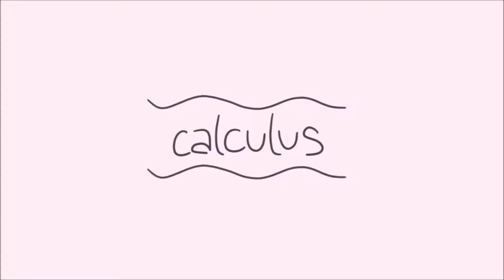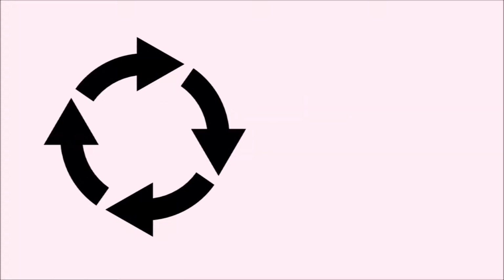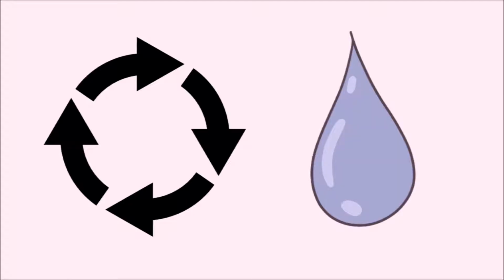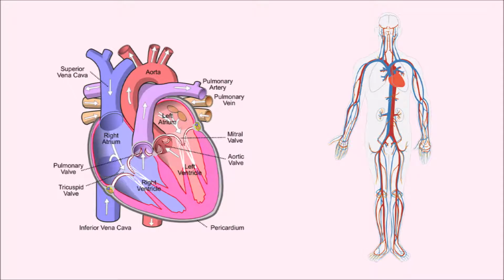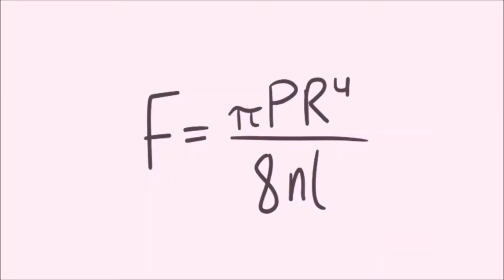Calculus is a branch of math concerned with continuous change, and it can be used to make sense of processes such as the motion of fluids. In the medical field, calculus is applied to the study of the heart and cardiovascular system. In our example, we will be using Poiseuille's law to calculate the flow in an artery. The equation is F equals pi P R to the 4th power over 8 N L.